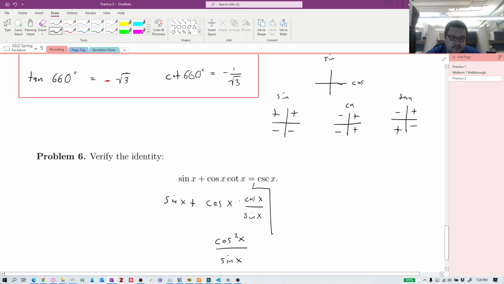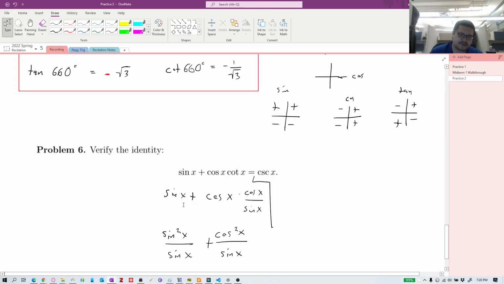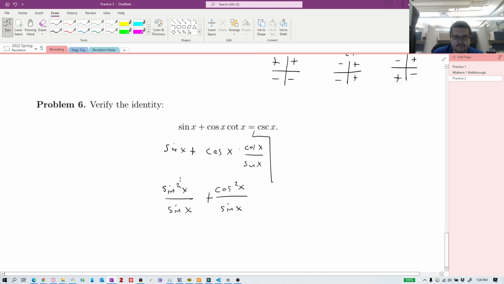But then we have this as a fraction, and we want to combine the sine into it. So we need the same denominator, which means that we multiply top and bottom by sine of x. So this sine of x we can rewrite as sine squared over sine. And then we can combine the fractions.